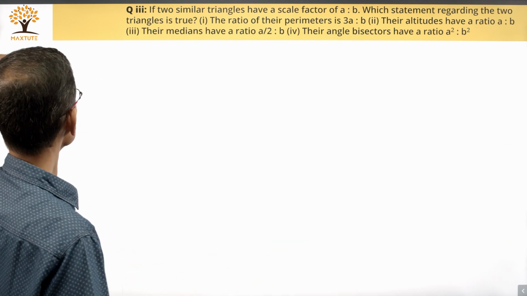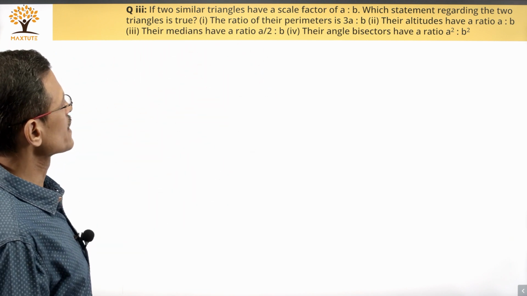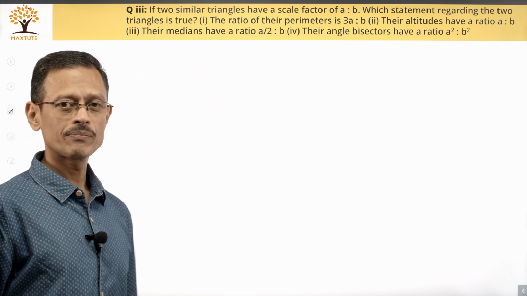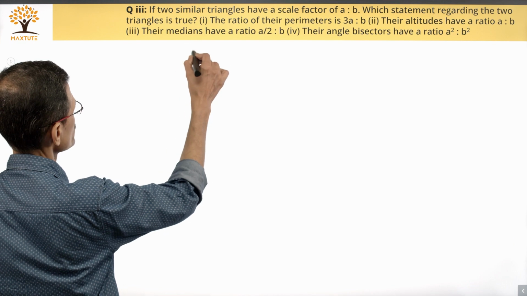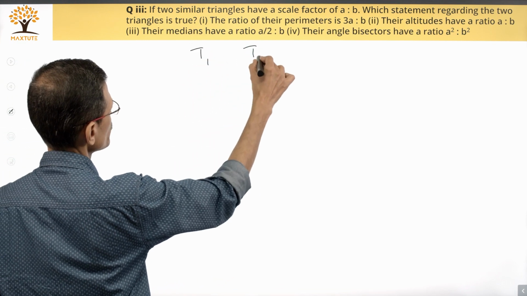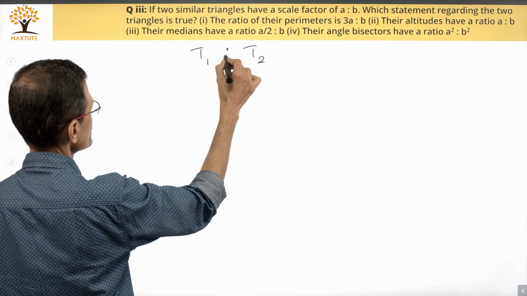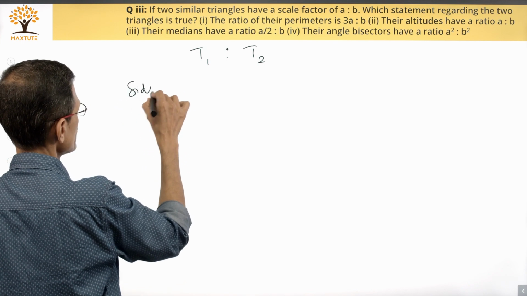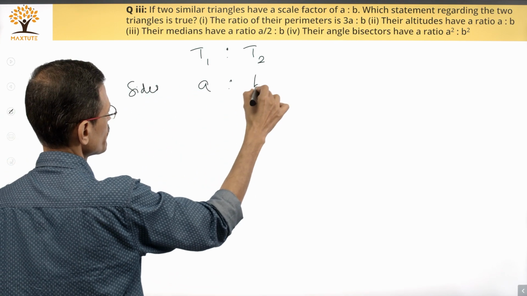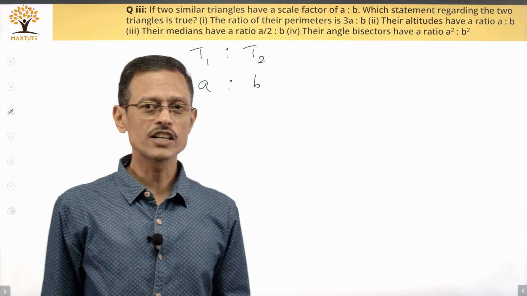Let's move on to part 3. If two similar triangles have a scale factor of A is to B, which essentially means, let's say these two triangles, we'll call them triangle 1 and triangle 2, their corresponding sides will be in the ratio of A is to B, right? Corresponding sides are in the ratio of A is to B.